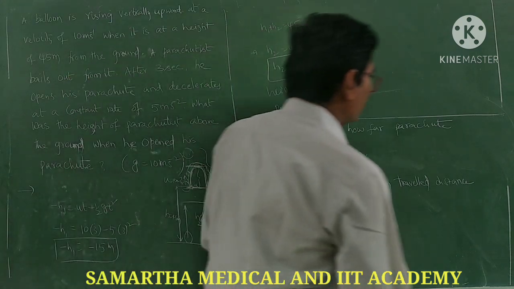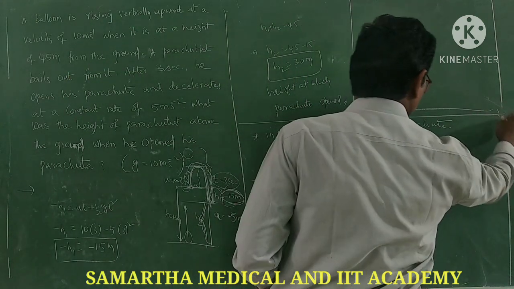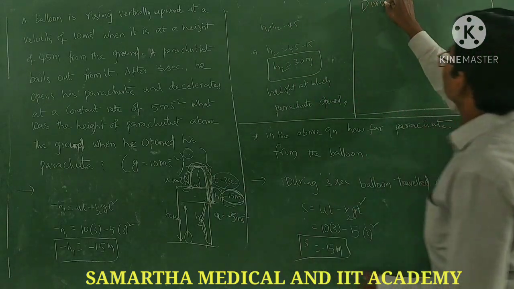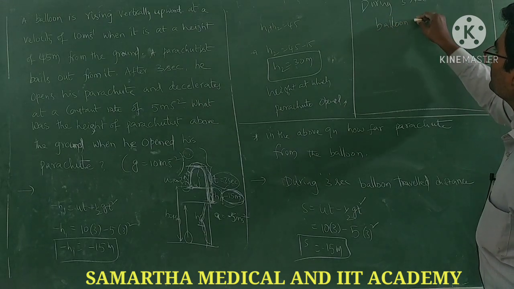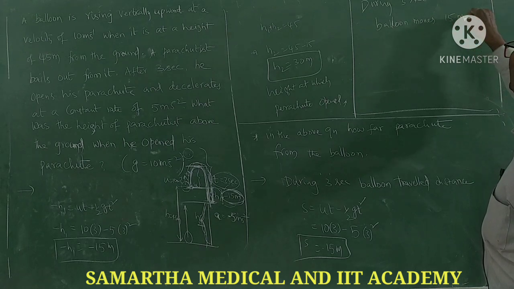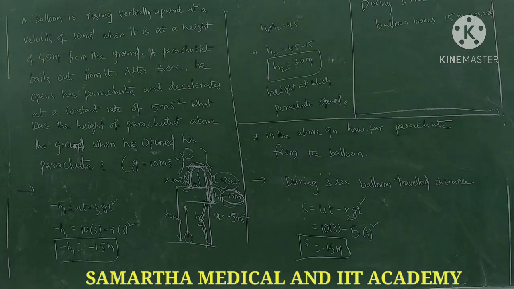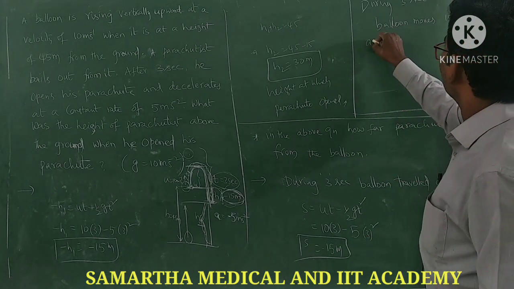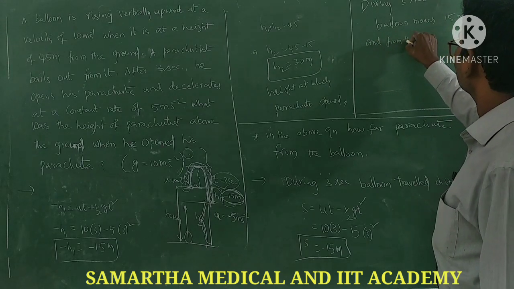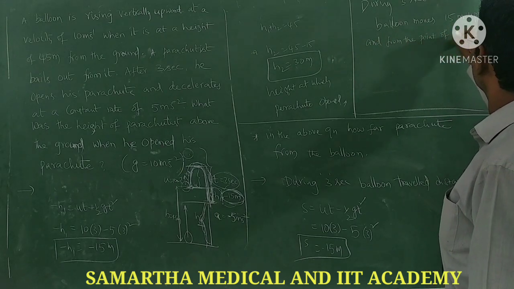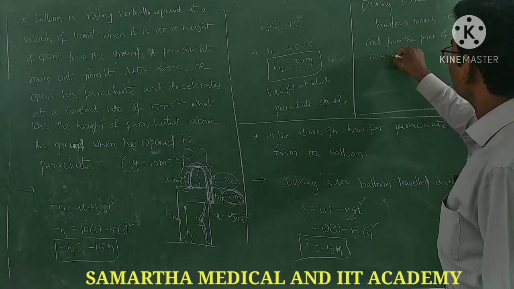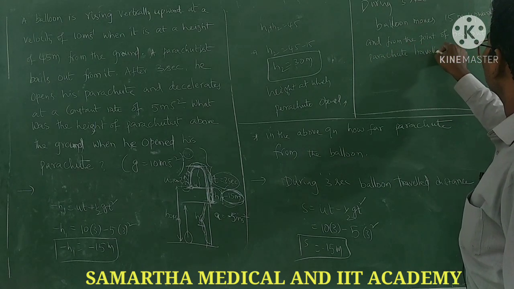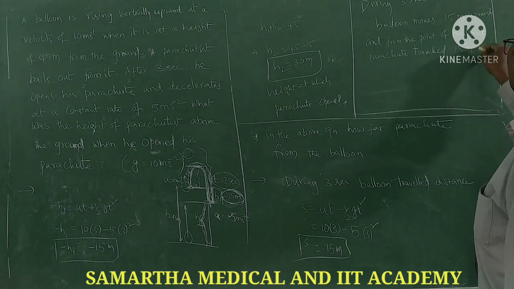Okay? So during 3 seconds, the balloon moves 15 meter upward, and from the point of dropping, the bail out, the parachute travelled 15 meter below.